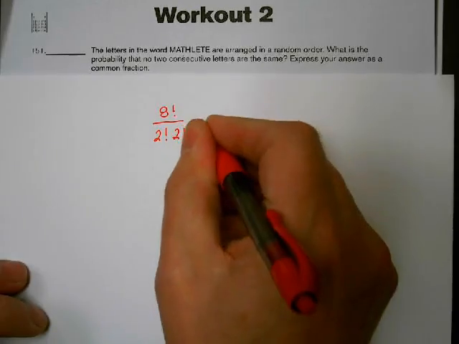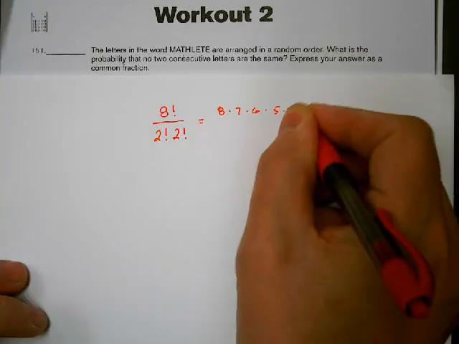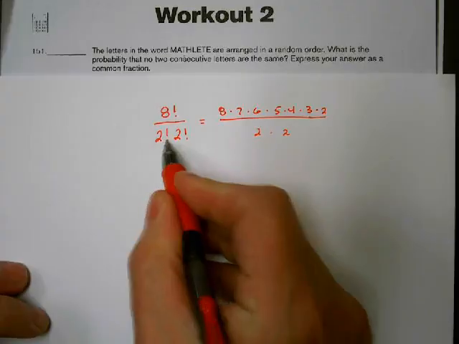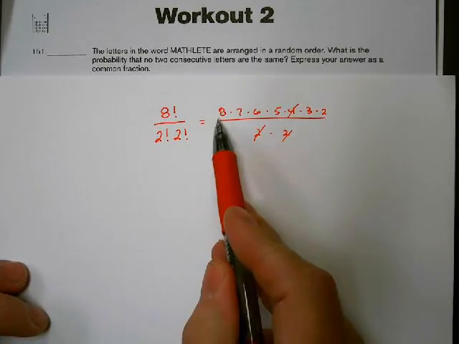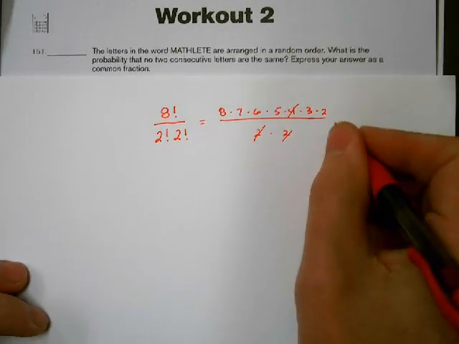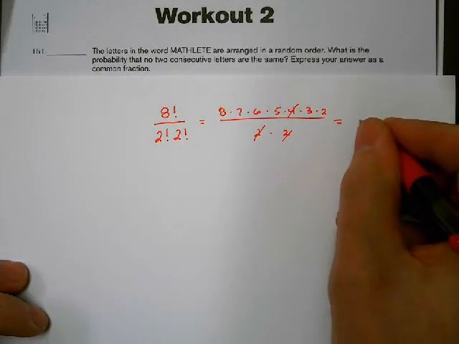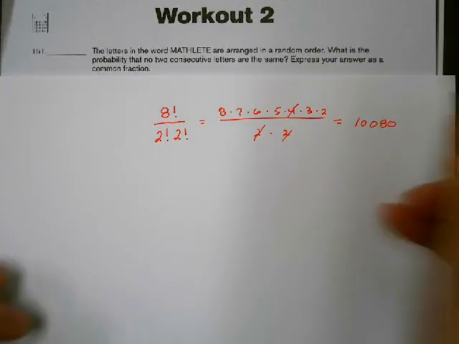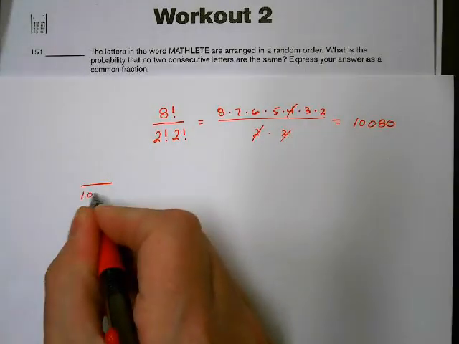Okay, so basically on top we've got 8 times 7 times 6 times 5 times 4 times 3 times 2, and on the bottom we've got 2 factorial and 2 factorial. So these 2's cancel out this 4. Basically, our denominator is 8 times 7 times 6 times 5 times 3 times 2. That comes out to, if you're using your calculator, 10,080. All right, so that's our denominator, 10,080.